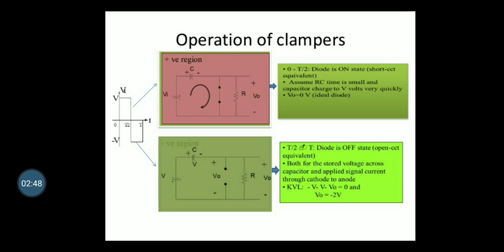Operation of clampers. Let us look into the simple operation of clampers. From time period 0 to T/2, the diode D is in the on state, hence the voltage is 0 volts. Next, from the time period T/2 to T, the diode is in the off state, hence the voltage V0 is equal to -2V volts.